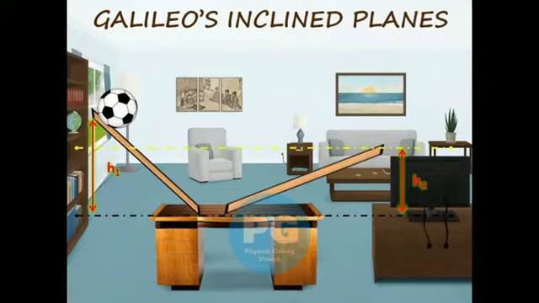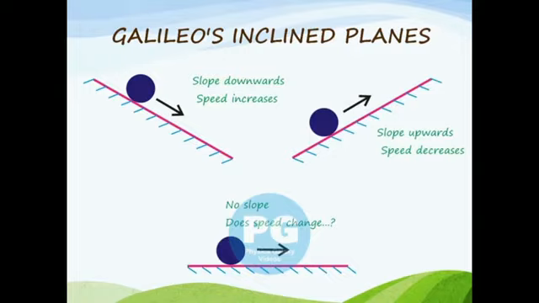Galileo was concerned with how things move, rather than why they move. He showed that experiment rather than logic is the best test of knowledge. Also, a series of experiments leads us to some basic conclusions. If the slope of the surface is downward, the speed of the body will increase, and if the slope is upwards, the speed will decrease. Then, if there is no slope, does speed change?